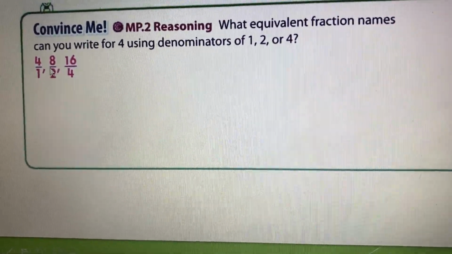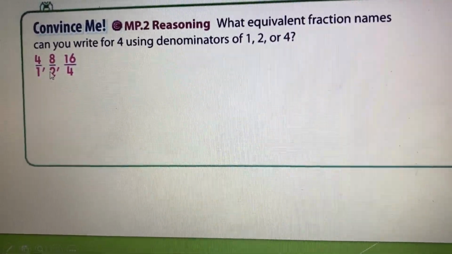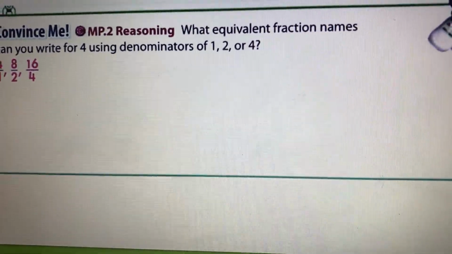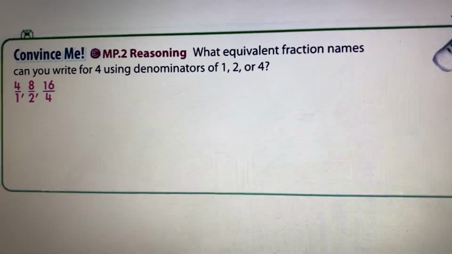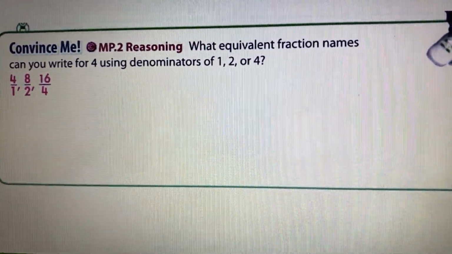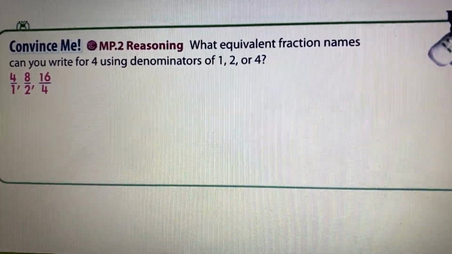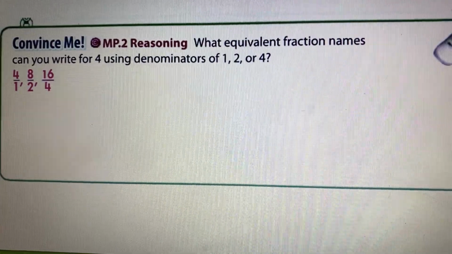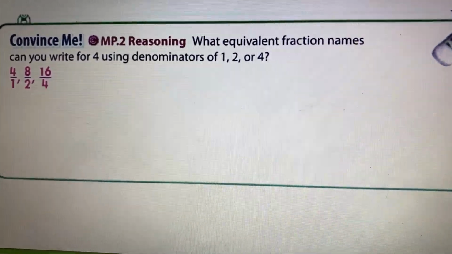Here, if I have a denominator 2, you're going to ask yourself, what is the number that if I divide it by 2, it will give me 4? So it's 8. So I will write 8/2. Or you're going to ask yourself, 2 times 4 equals how many? 8. So you write 8/2.